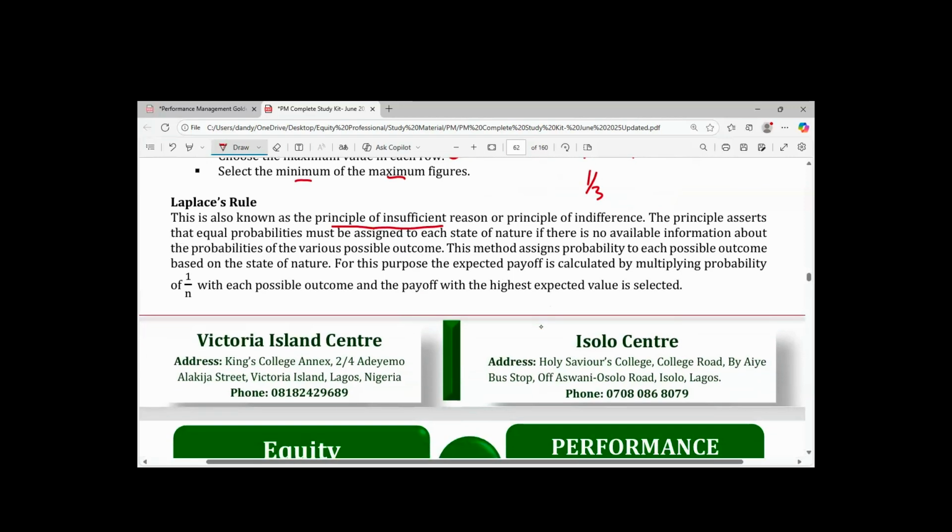So like I said, under the Laplace Bayes theorem, you are supposed to assign the probability of occurrence to each possible outcome in the payoff table. And at the end of the day, any alternative that produces the highest expected value is the one that should be selected. So that's all you need to do.